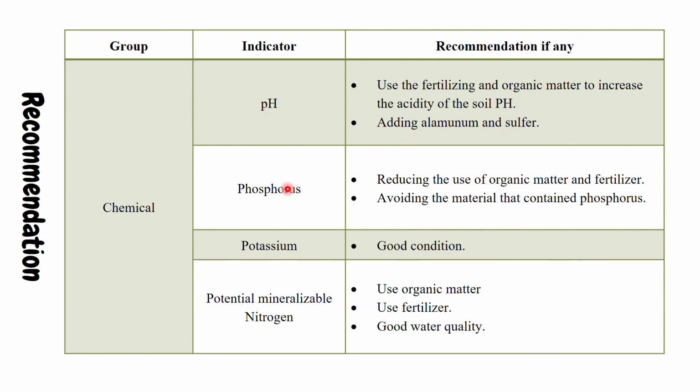For the phosphorus, it's a risk to have a high percentage of phosphorus in the soil. So we have to reduce the organic matter and fertilizer containing phosphorus, and also avoid materials that contain phosphorus. For the potentially mineralizable nitrogen, we use organic matter, use fertilizer and ensure good water availability to increase the availability of nitrogen in the soil.